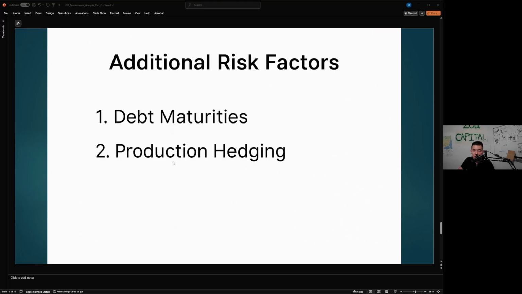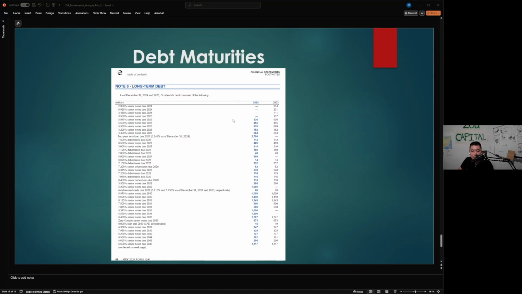There are 2 additional risk factors associated with the company's finance that I want to talk about. The first is debt maturities, and second is production hedging. Debt maturity simply means the date when a company is required to fully repay its loan. It is important to be aware of this because if a company has a lot of debt maturing soon and it doesn't have cash flow or refinancing options, it increases the risk of bankruptcy.